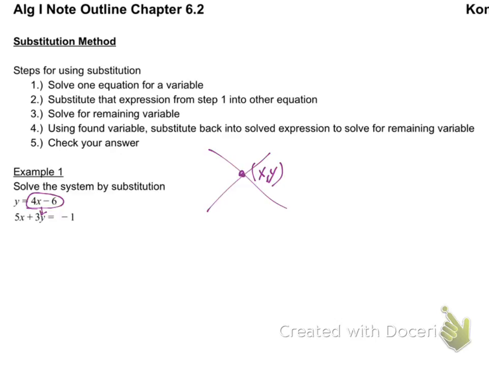Now watch how I do this, because I want you guys to get this right. The 5x I am not changing. Plus 3 times something is equal to negative 1. What we have here is I am taking the value of y and taking it out. And when I take that y out, it's left with a hole here. And what I'm going to replace into that hole is 4x minus 6.